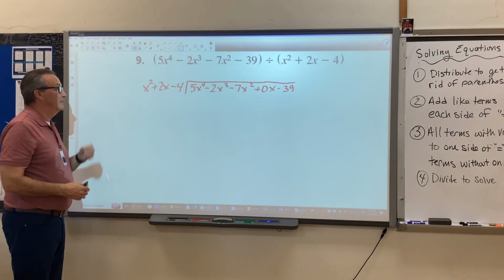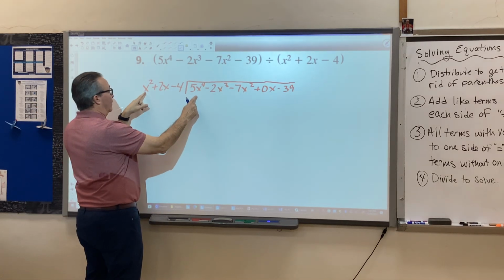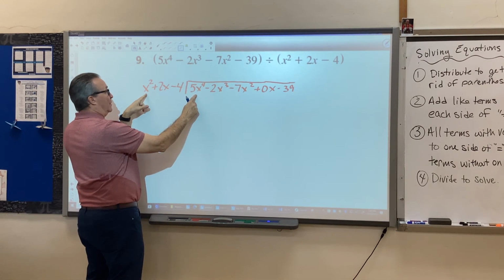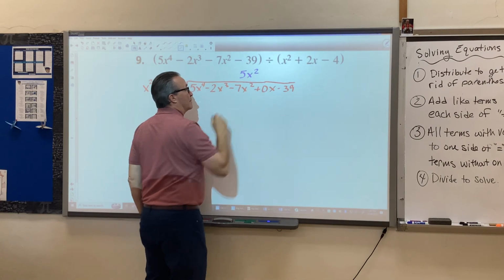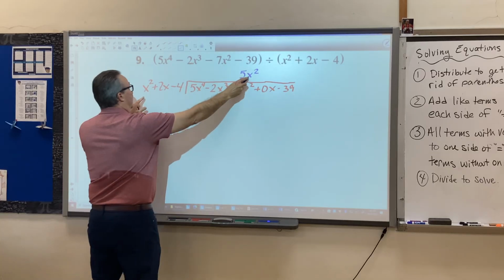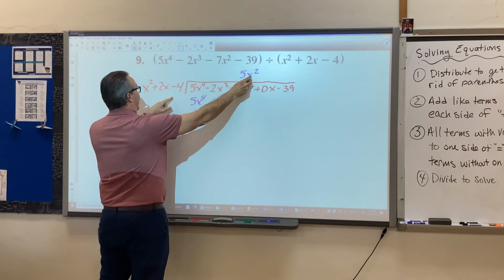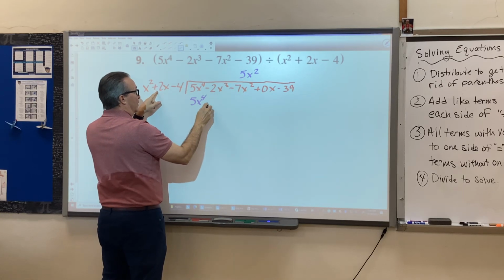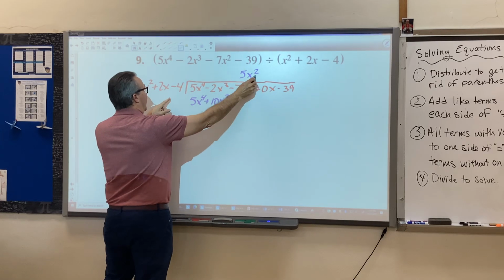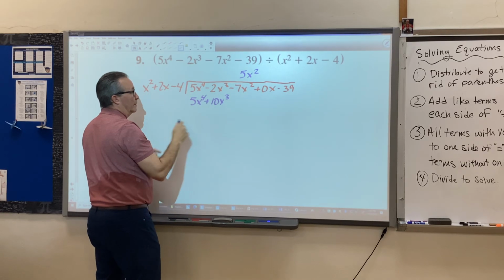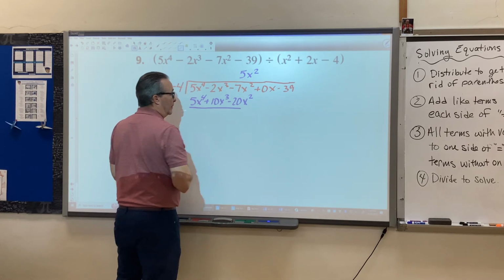What first? Multiply by 5x squared. You look here, what do you multiply x squared by to get 5x to the 4th? That's 5x squared. 5x squared times x squared, 5x to the 4th. 5x squared times 2x is 10x to the 3rd. 5x squared times negative 4, negative 20x squared. Now what?